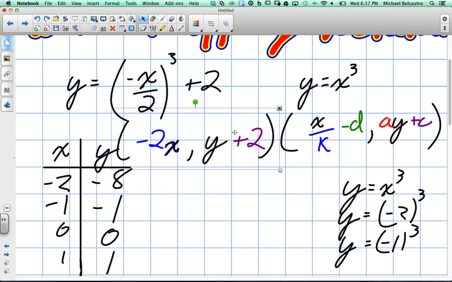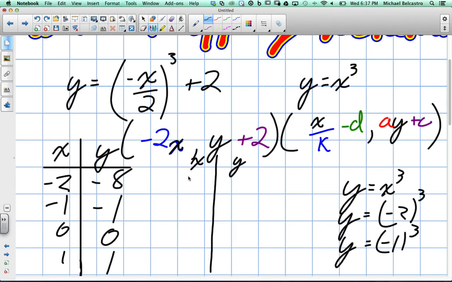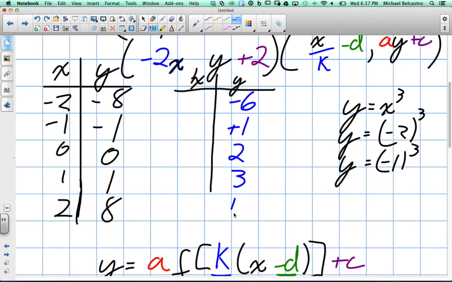Now that I have this on top, we're going to make our next 5 parts in our table, x and y. Let's mentally put these numbers through this mapping notation. The y's will be pretty straightforward. Negative 8 plus 2, it's just going to add 2. So negative 8 plus positive 2 will give us negative 6 in this case. Negative 1 plus 2 will give us positive 1. 0 plus 2 will give us 2. 1 plus 2 will give us 3. And 8 plus 2 will give us 10.